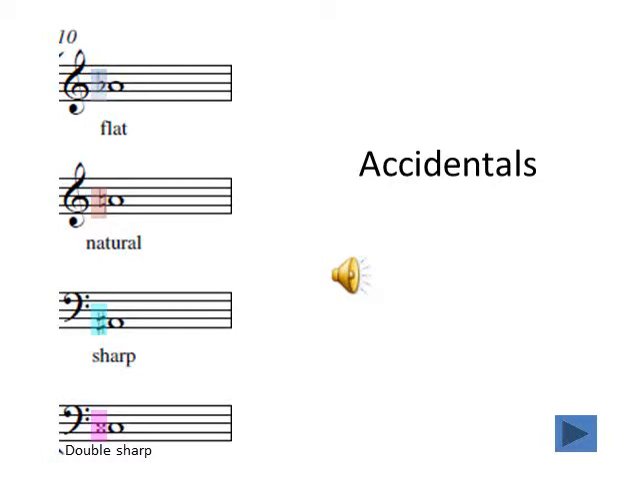An accidental operates just for the bar in which it appears. You can change it back before that, but you have to put another accidental on it. So for example, if we put a flat on a note, but we want it to be sung in its natural state within the same bar, we have to put a natural symbol on it.